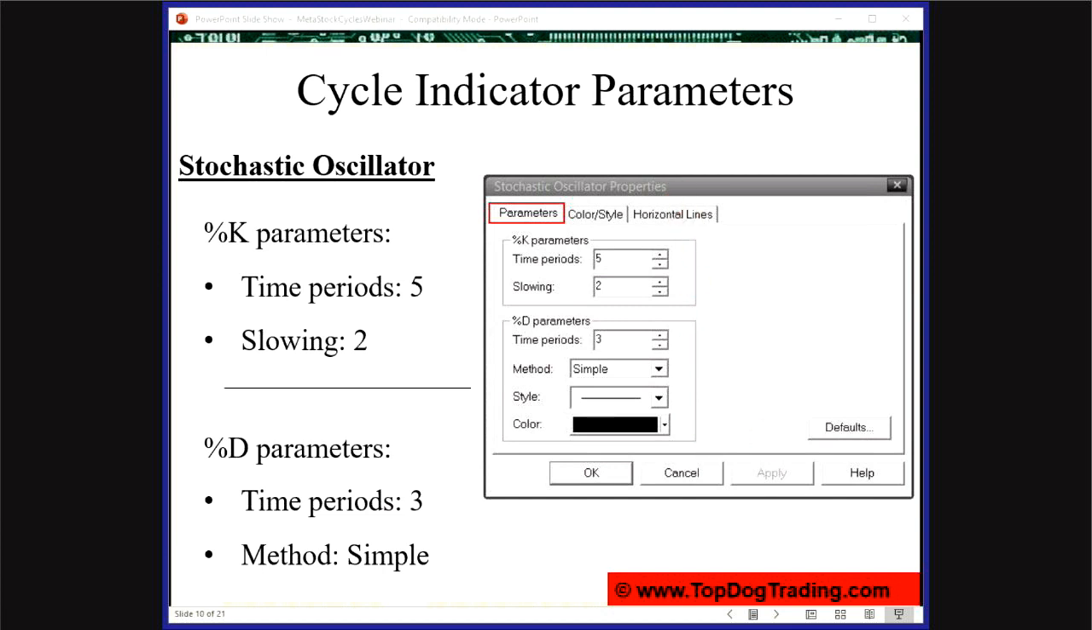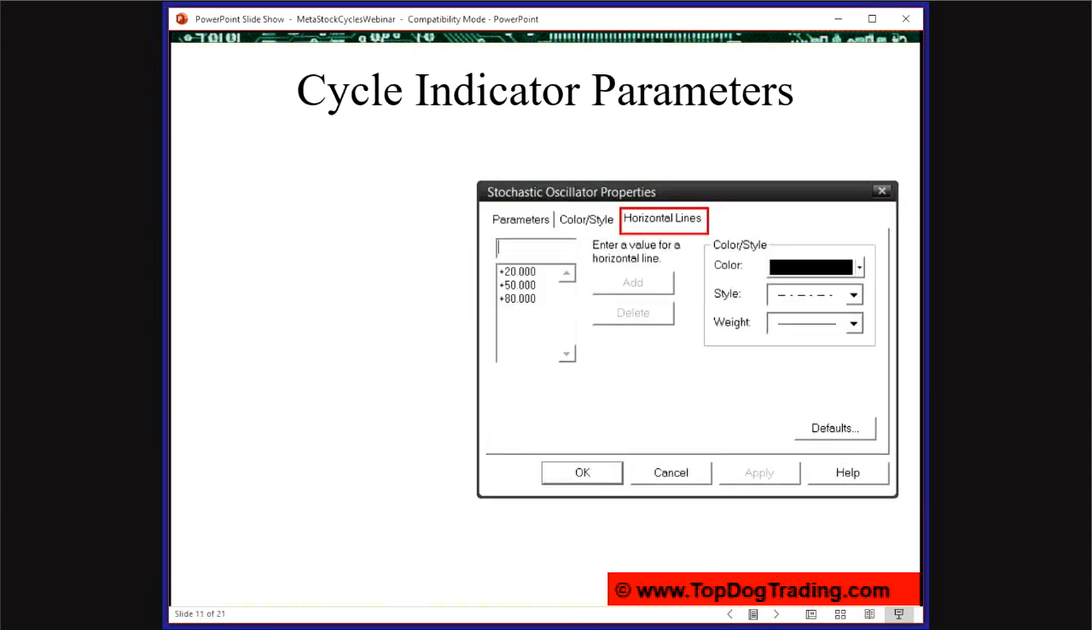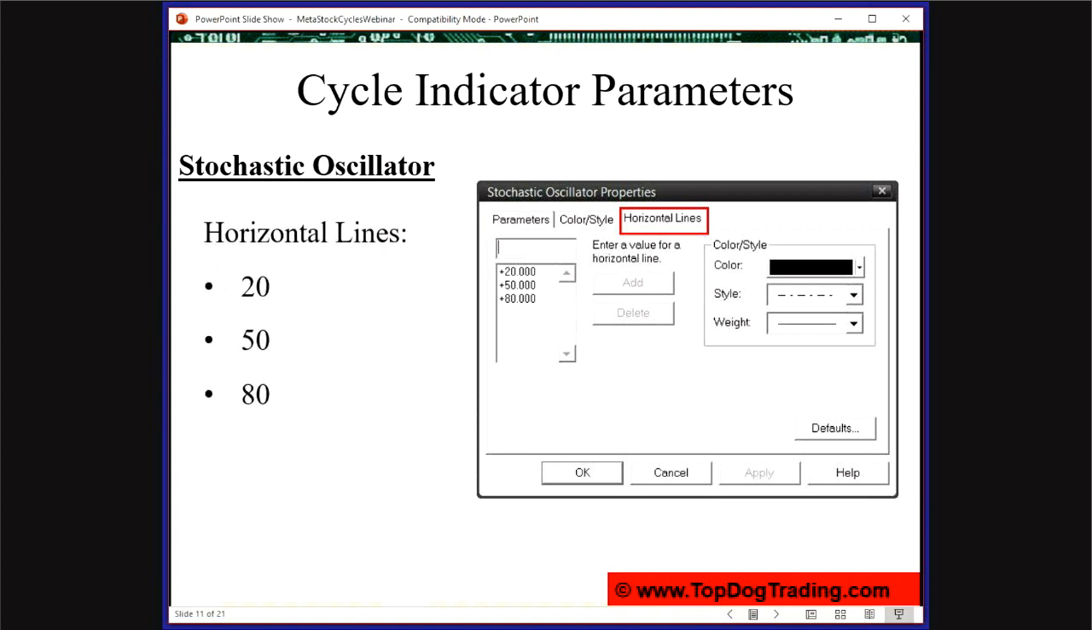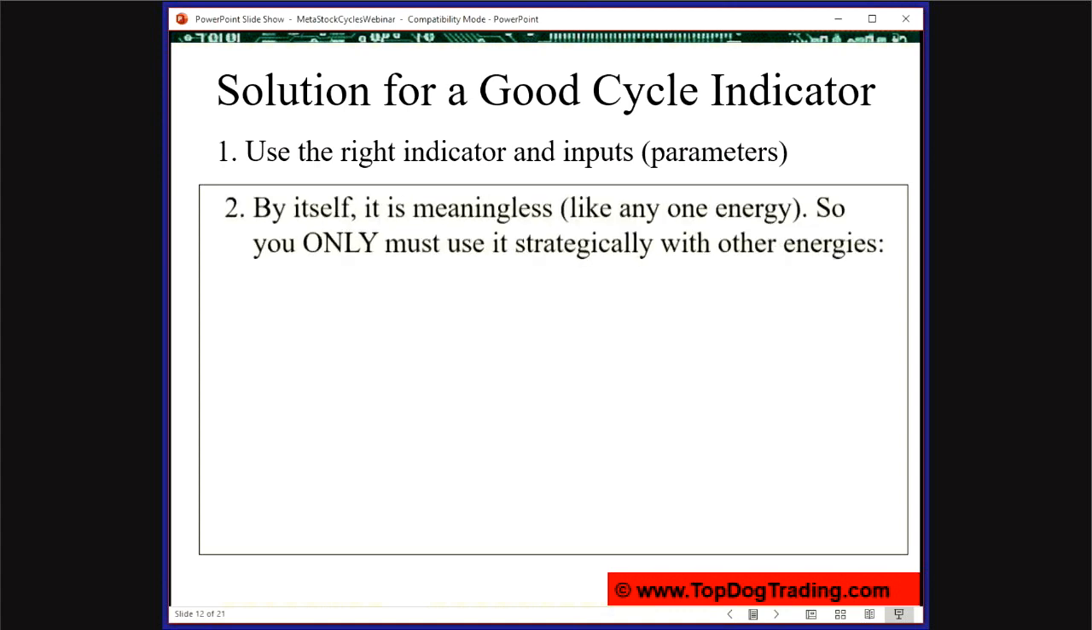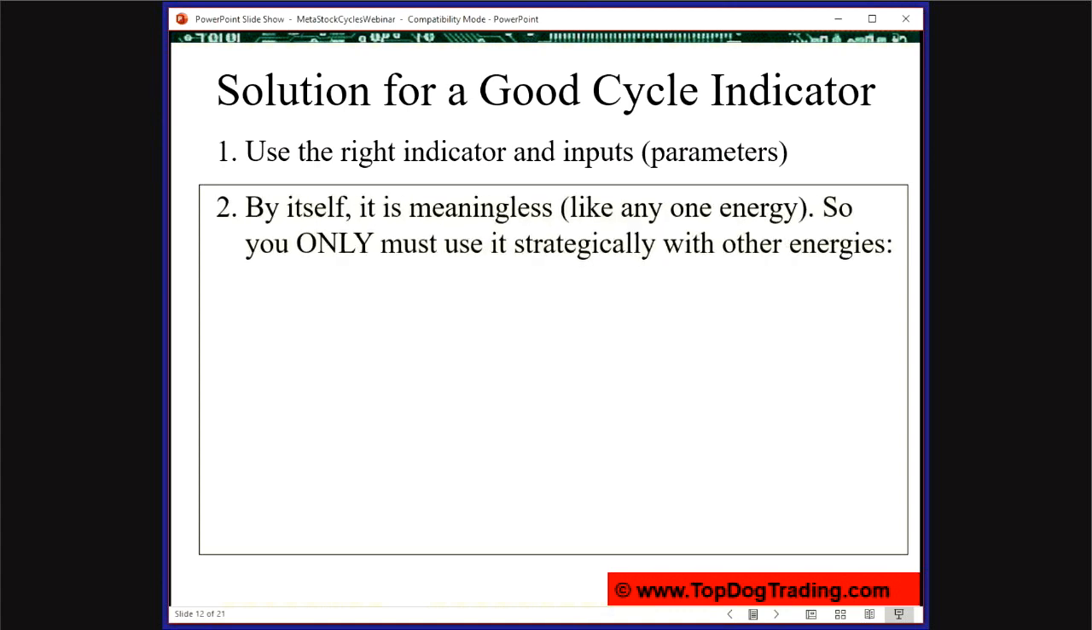Remember, I call this a modified stochastic indicator. So those are the modifications. This will turn it into a timing indicator or a cycle indicator. Now, we're also going to put some horizontal lines on there. So we're going to put them at 20, 50, and 80. Again, whatever color or style you want, that's personal preference. So those are the indicator settings or inputs.